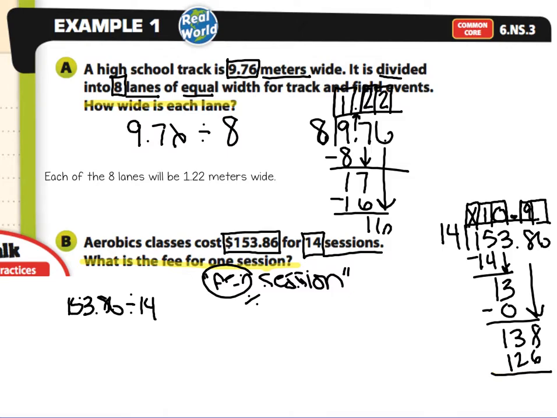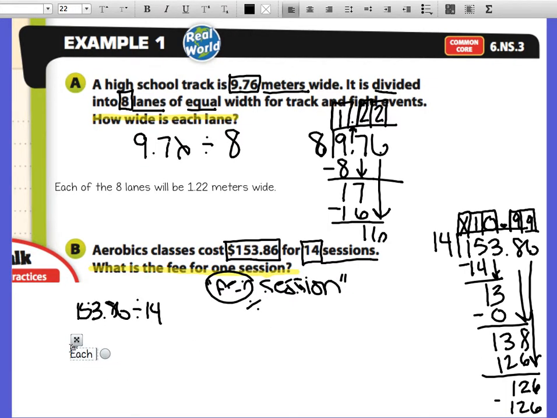When I subtract, I get 12. Bring down the 6, which I know can go 9 times, and I subtract 126, and I know I get 0. So then my answer in this case, because the decimal is between the 10 and the 99, each class costs $10.99.